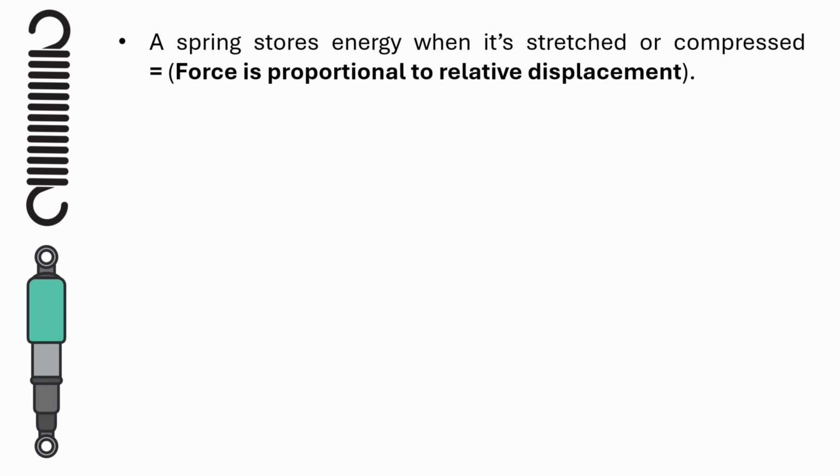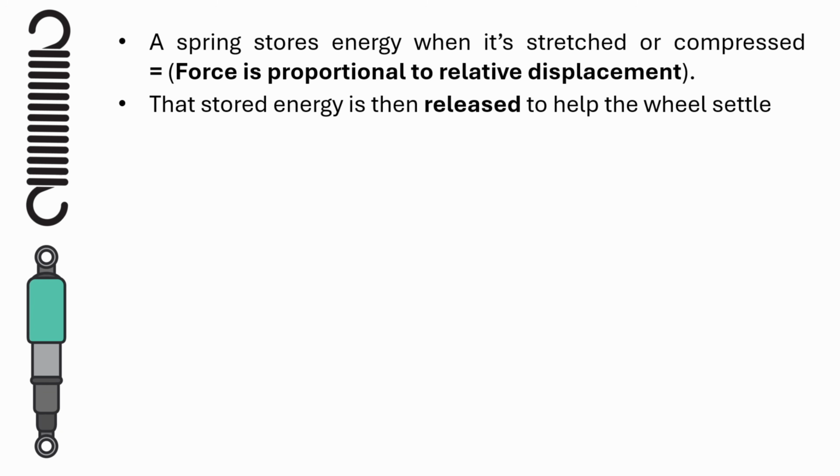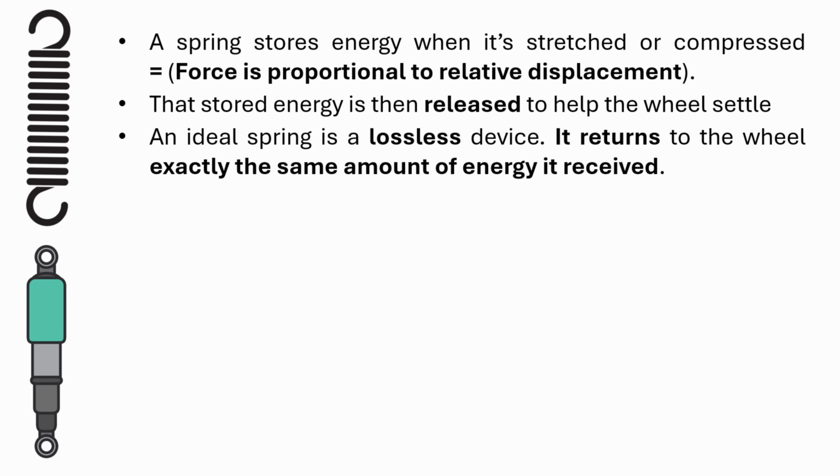To achieve oscillation reduction, engineers rely on springs and dampers. A spring stores energy when it's stretched and compressed. In other words, when there is a change in relative position. It then pushes back with a force that tries to return things to their normal position. In a car suspension, hitting a bump compresses the spring, which then releases that stored energy to help the wheel settle back down. It should be understood that an ideal spring is a lossless device. It returns to the wheel exactly the same amount of energy it received.